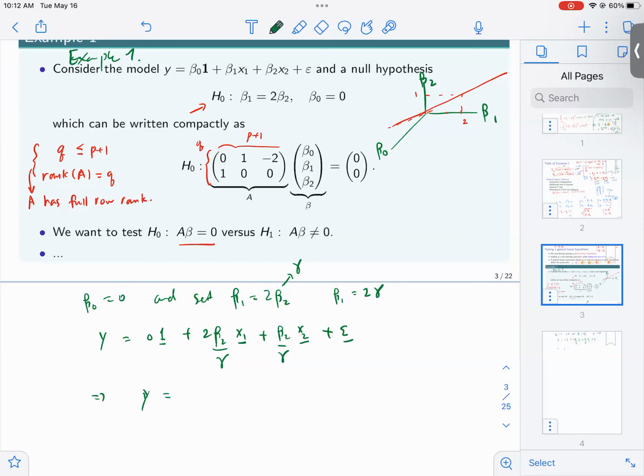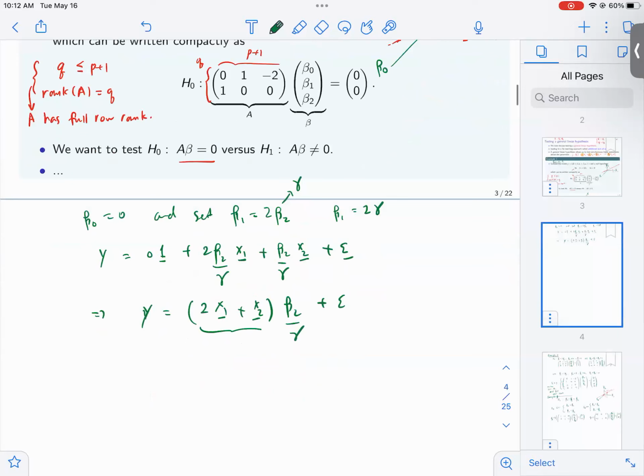So I can just drop the 0, right? And then what happens is I can combine these two. We'd call this gamma. Because beta 2 is the same, I'm going to factor it out. And you can see this is a very simple regression. It's like a simple linear regression with no intercept and one covariate. The covariate is the combined covariates that I got from the interaction of the constraint. And so this is a new covariate. I'm going to call it Z.